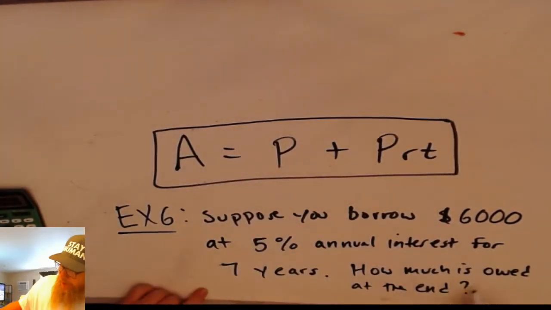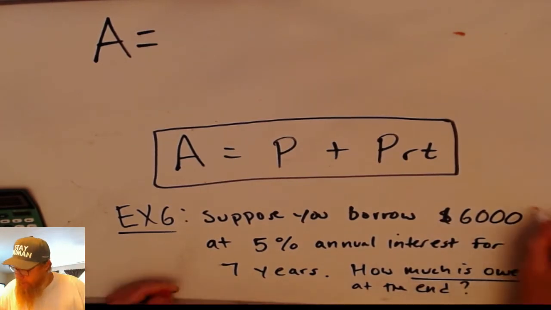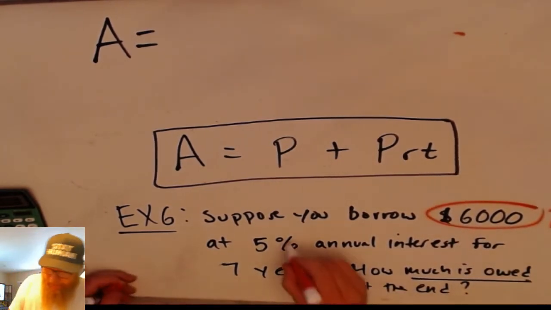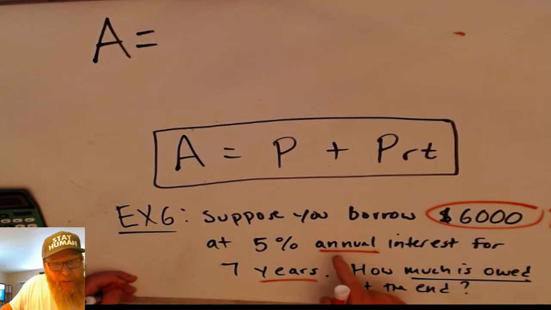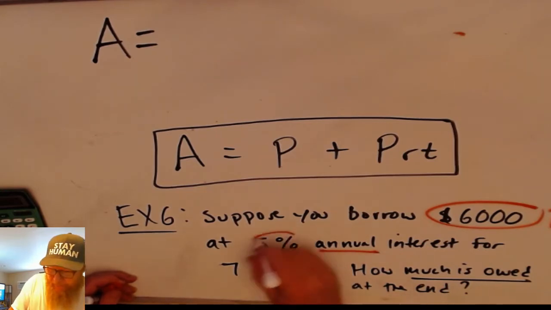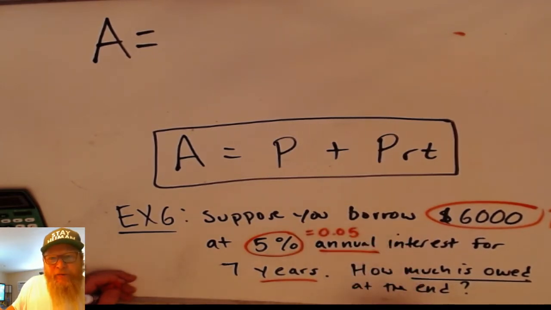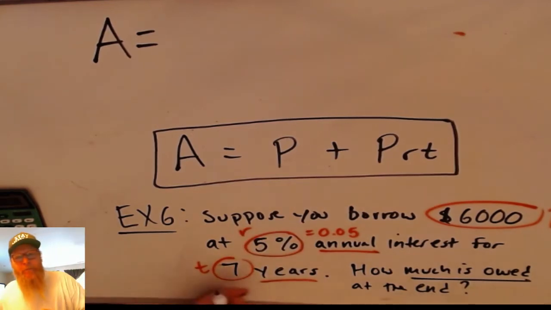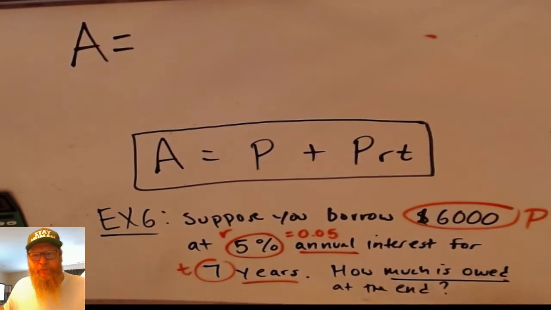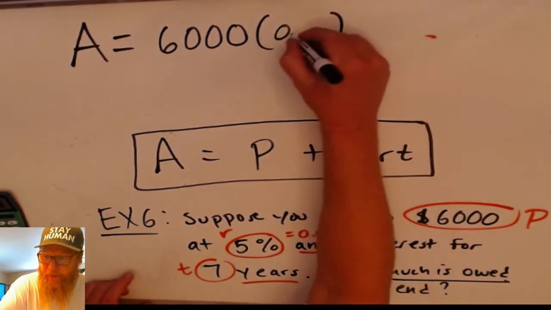Okay, so how much is owed? That's A. Our principal is $6,000. Make sure everything matches: annual, years, annual, per annum, years. So 5%, that's going to be 0.05. That's going to be T. That's going to be R. And away we go. So we got $6,000 times 0.05.